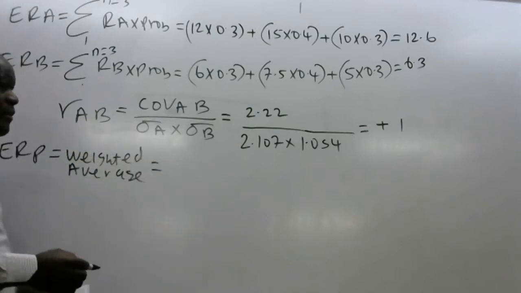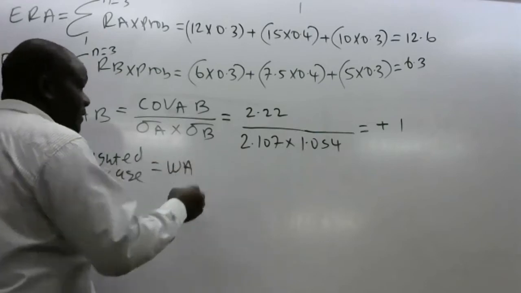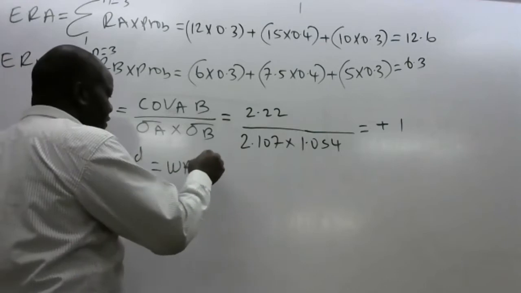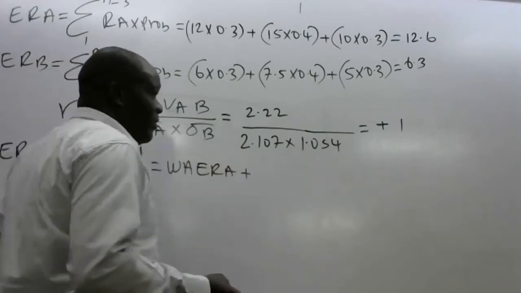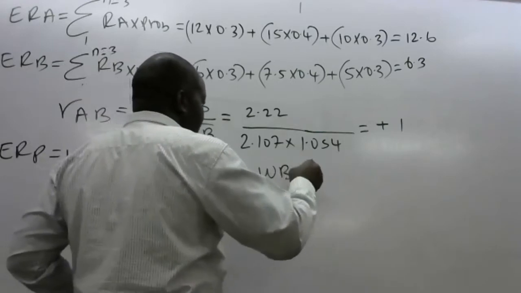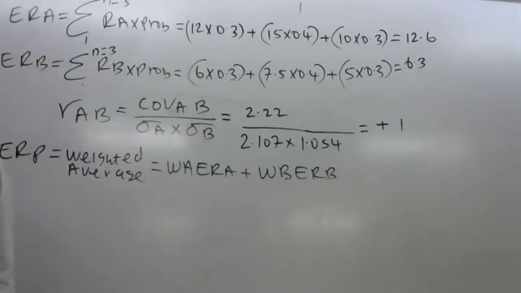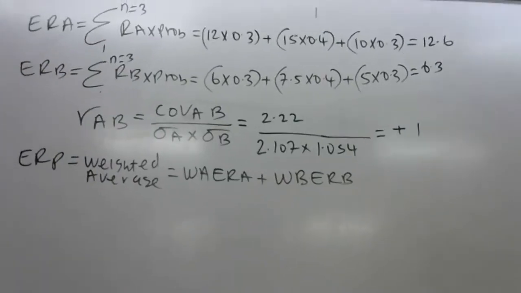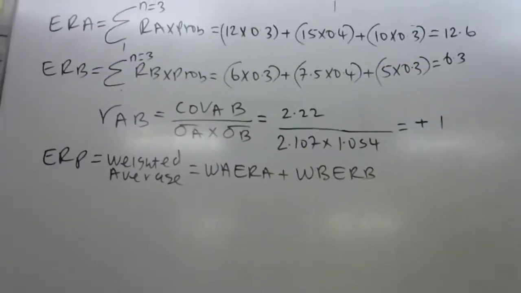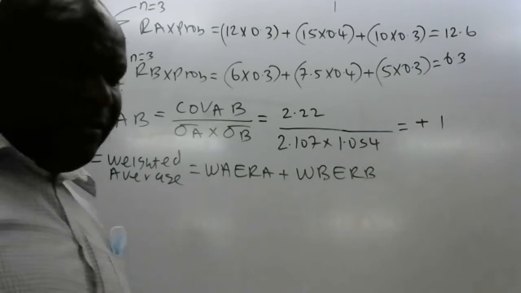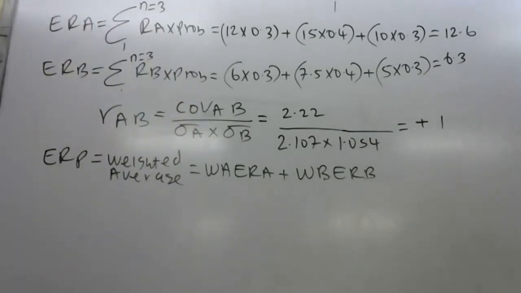Whereby you get the weight of A multiplied by expected return for A. We also add weight for B multiplied by expected return for B in that manner. When you want to calculate expected return for the portfolio, you simply get it as the weighted average, where you get the weight for A multiplied by expected return for A, then add the weight for B multiplied by expected return for B.